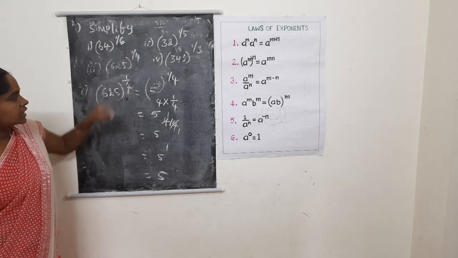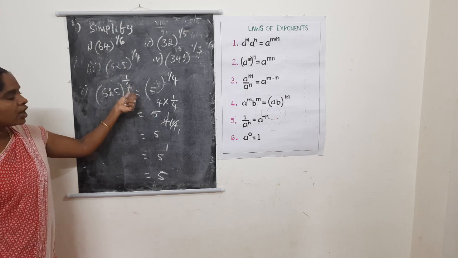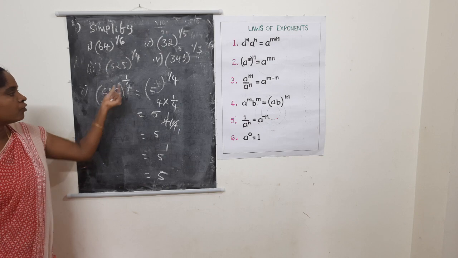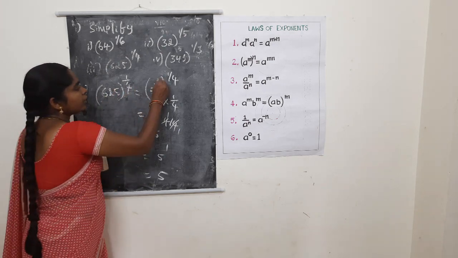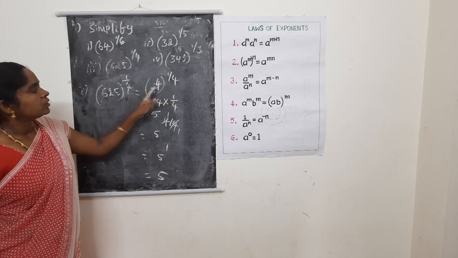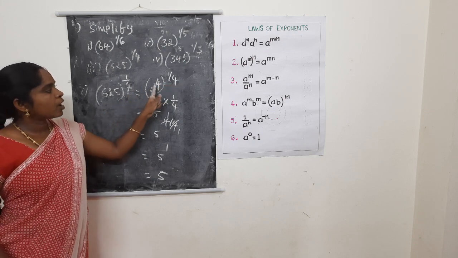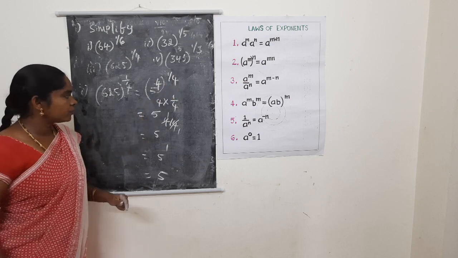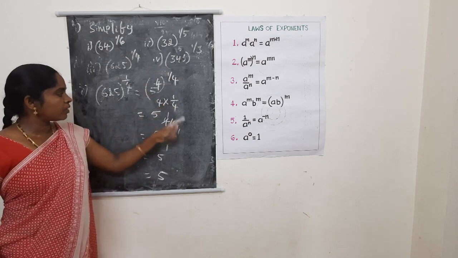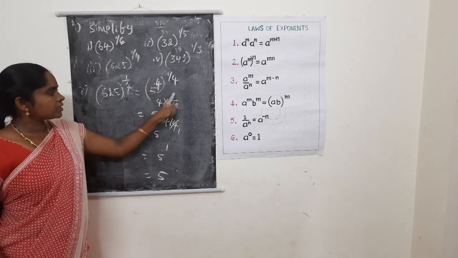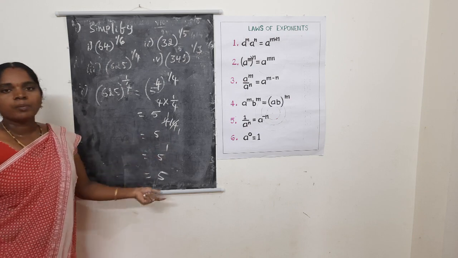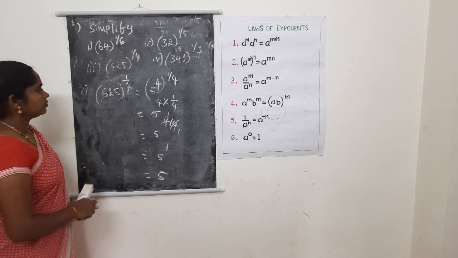Once again, 625 whole to the power of 1 by 4. This is the base, this is the exponent. In the exponent, the denominator value is 4. So the base should be written in terms of power 4. 625 can be written as (5 to the power of 4) whole to the power of 1 by 4. This is in the form of (a to the power of m) whole to the power of n. That can be written as 5 to the power of the product of exponents, 4 into 1 by 4. So 5 to the power of 4 by 4, 4 by 4 is 1, so 5 to the power of 1. 5 to the power of 1 value is 5.